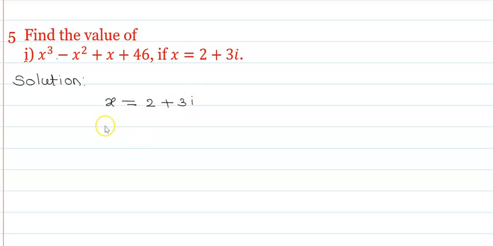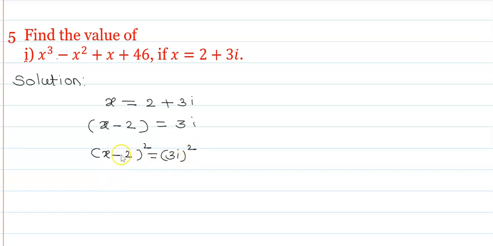This 2, to this side. This can be written as x minus 2, first of all, that is equal to 3i. Next, what will we do? Squaring on both sides. Then you will get here x minus 2 bracket square is equal to 3i, here is a bracket square.